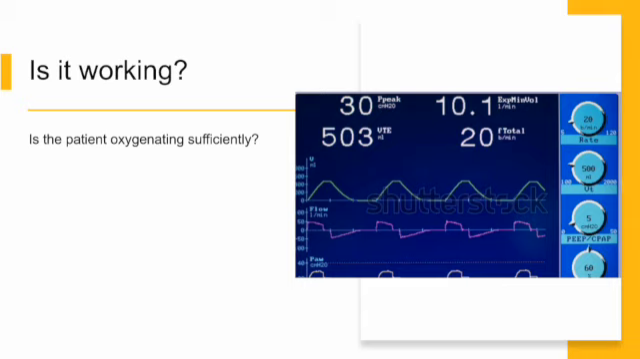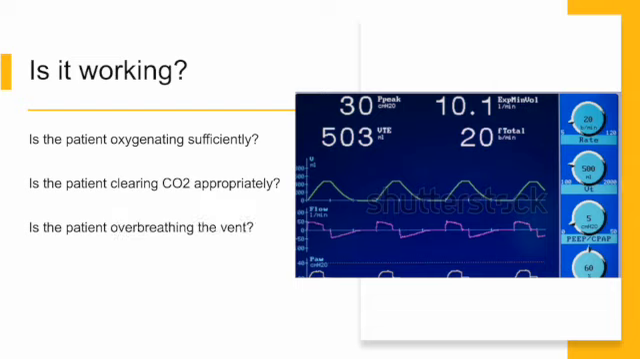The second thing that you want to check is their CO2. Are they clearing CO2 appropriately? Again, this can be checked on the ABG, and you want to make sure that their PCO2 is between 35 and 45. If they have an end-tidal CO2 monitor attached to the ventilator, you can also monitor CO2 there as well. And then the third thing you want to check is, is the patient overbreathing the vent? To do this, you're going to look at the set rate, and then you're going to look at the actual rate that they're breathing. Then you can also look at the volume and the flow curves, and you can see if they're starting to trigger a breath before they get to their next set breath.